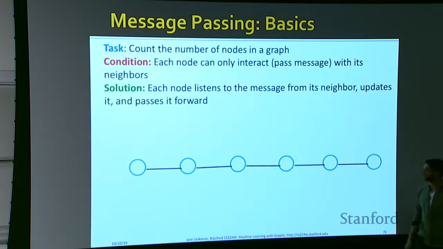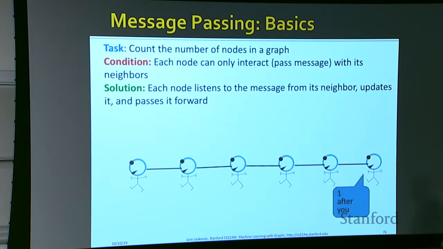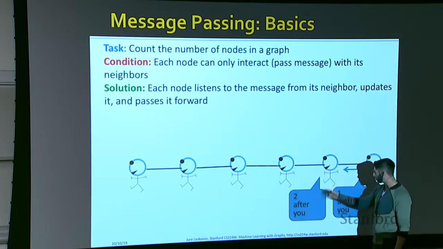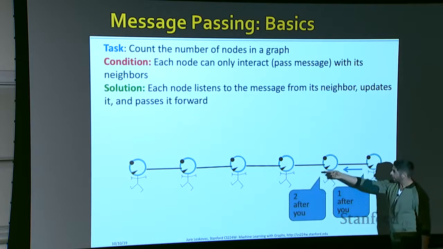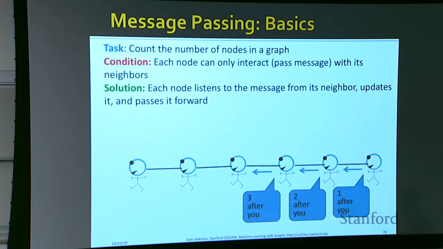So how do we do this? Each node listens to the message from the neighbors, and then it updates the message and passes it forward. So let's turn our nodes into cute, resembling figures of humans. I promise I didn't do the drawing. So this node sends a message to the node in front and says, okay, there is one node after you. Boom, message goes through. Now this node will say, okay, I know that there is someone behind me. I'm talking to the person in front of me, so now I will tell you that there are two nodes after you.